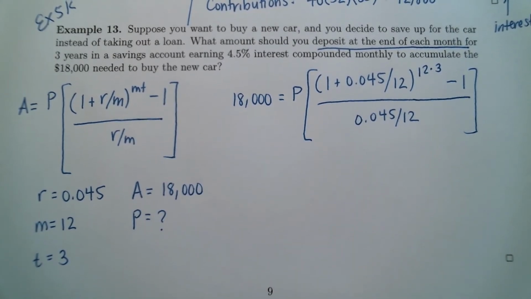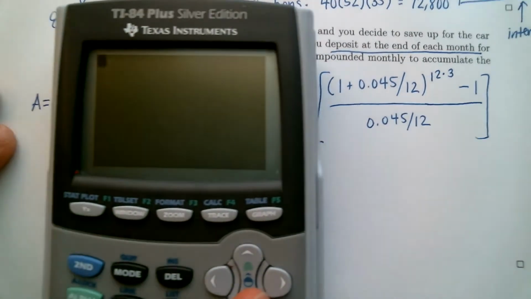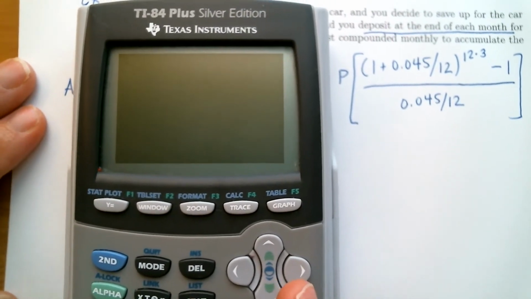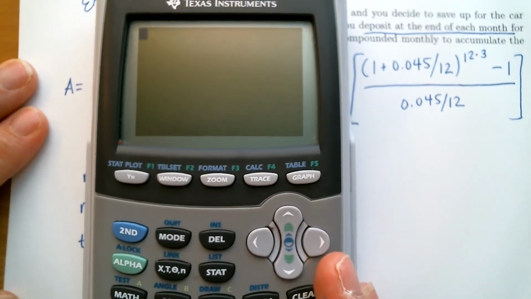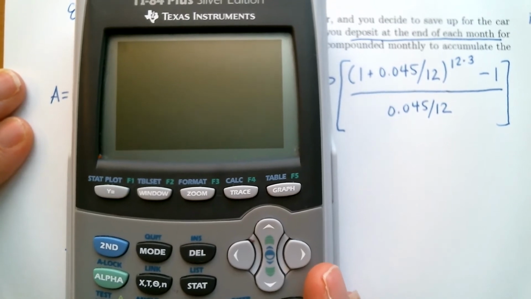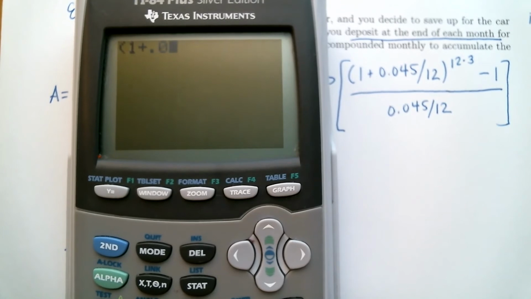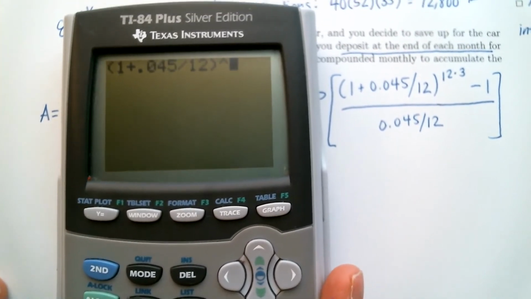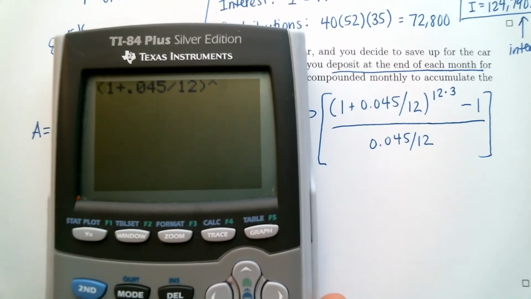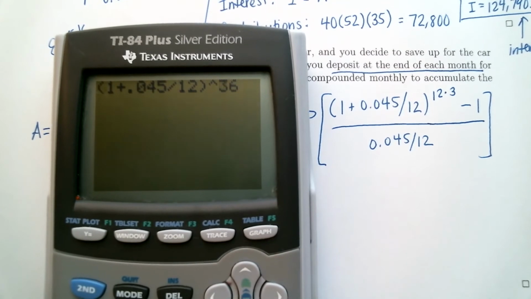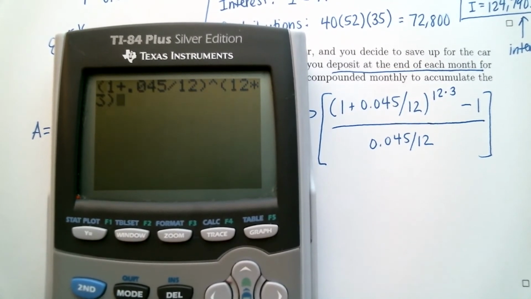So I'm going to go to my calculator, and I'm going to put in the numerator pretty much like you see it. We're going to have open parentheses 1 plus 0.045 divided by 12 raised to the, you could do the 36 in your head if you wanted to. If not, you would just open the parentheses and do 12 times 3. Close the parentheses before you subtract the 1. Go ahead and subtract the 1.